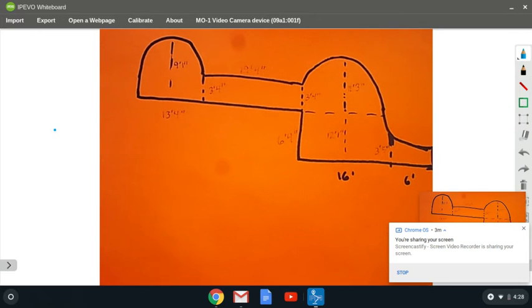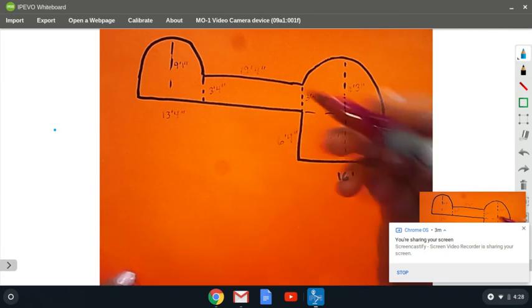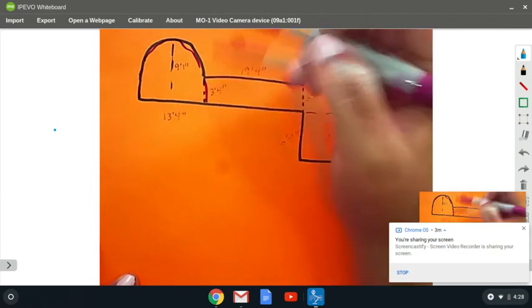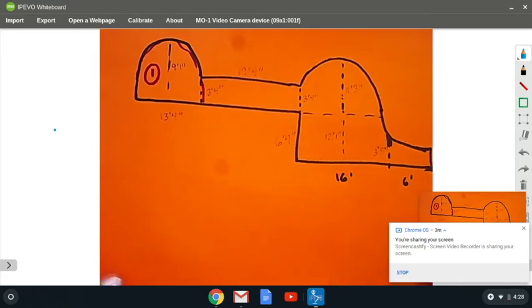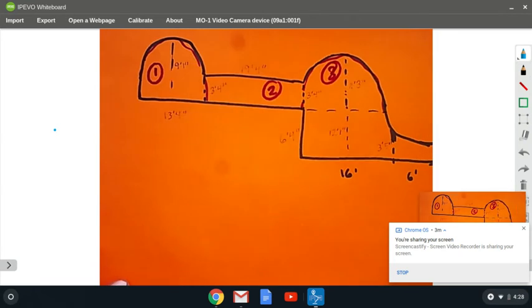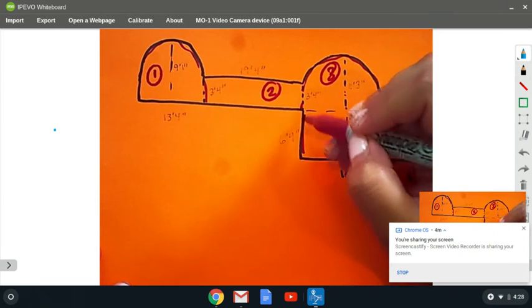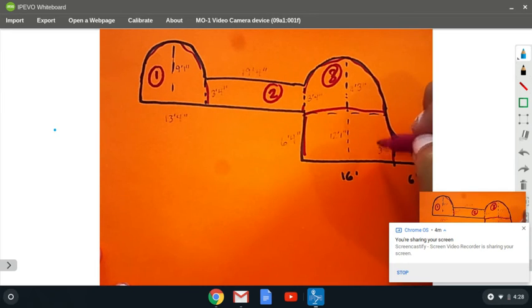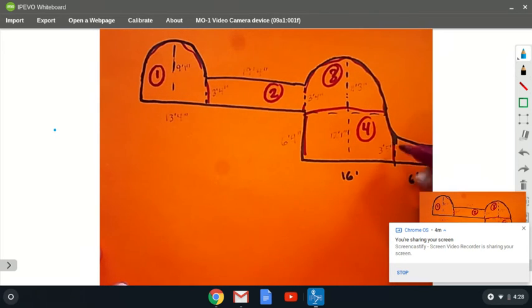Now, I would break this up into some important things about this picture. There's a lot of shapes going on here, and some of it may not look perfect for you, but this is just a half circle. I'm going to talk about this as shape 1. This is just a rectangle. I'm going to talk about it as shape 2. This is another half circle. I'm going to talk about it as shape 3. This is a trapezoid right here. I'm going to talk about it as shape 4. And this is another trapezoid. I'm going to talk about it as shape 5.